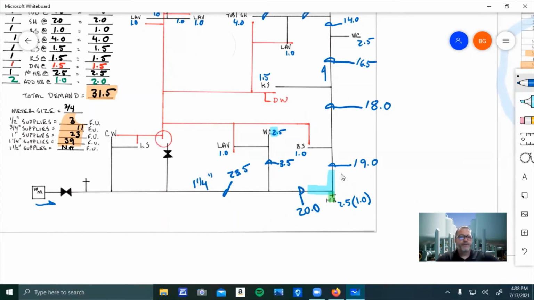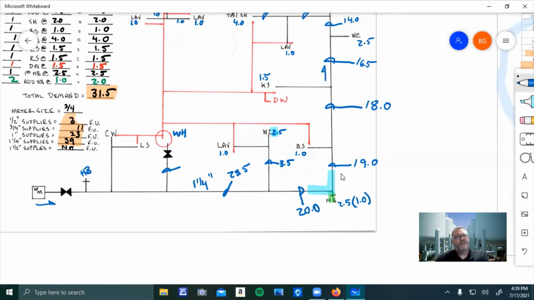Now, here's where it gets a little dicey. I don't have a fixture unit value for my water heater. By the way, this is a water heater, and this is your other hose bib right here. I don't have a fixture unit value for a water heater because a water heater doesn't have a fixture unit value. A water heater is just a storage compartment for water to create hot water. That's what a water heater is.